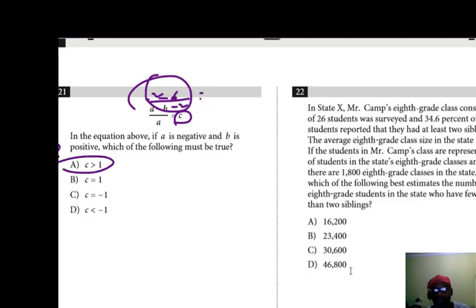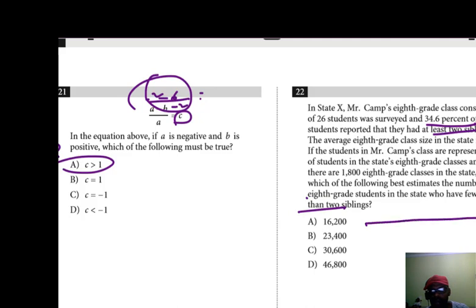Okay, in state X, Mr. comes its 8th grade class consisting of the students surveyed. 36% of the students report that they had at least 2 siblings. The average 8th grade class size in the state is this much. Which of the following best estimates the number of 8th grade students in the state who have fewer than 2 siblings?